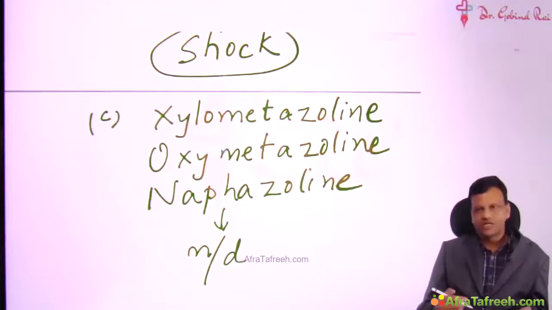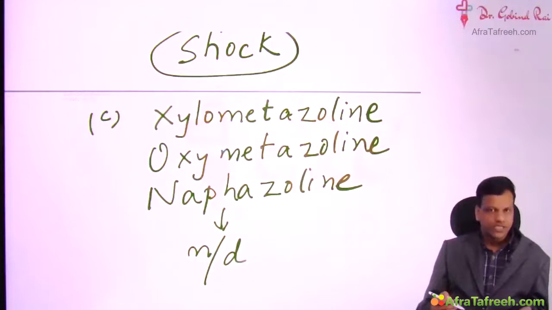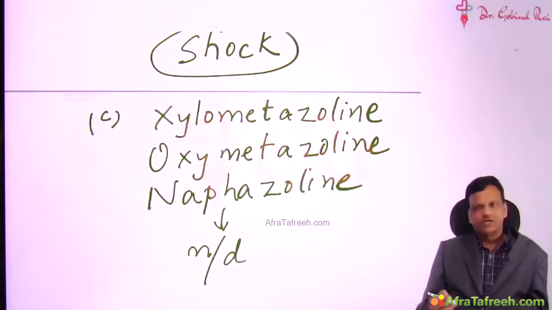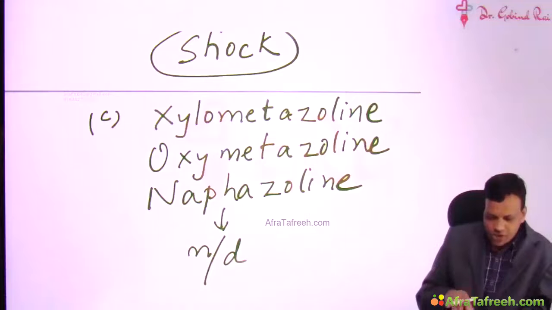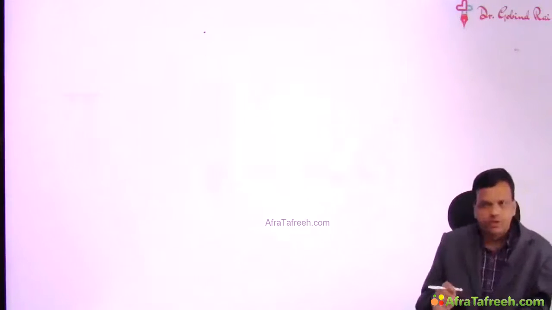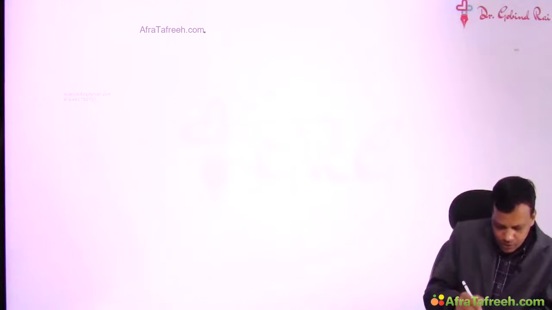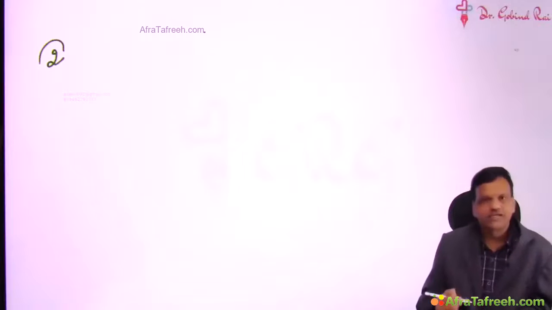So we have three types of drugs acting on alpha-1 receptors. The drug can be used as eye drops, which is phenylephrine. The drug can be used as nasal decongestant. These are imidazoline derived drugs. And third, we can use a drug to produce vasoconstriction to treat the shock like methoxamine, mephentermine. So that is all important about the alpha-1 receptors.